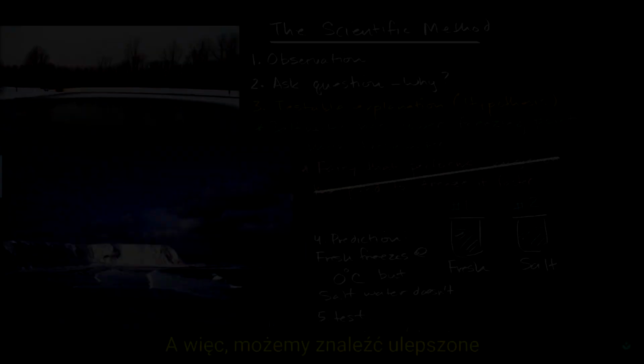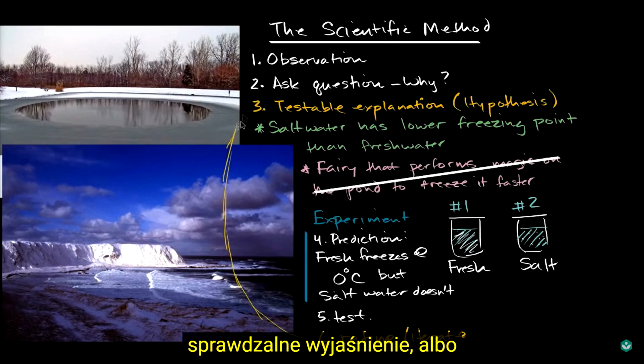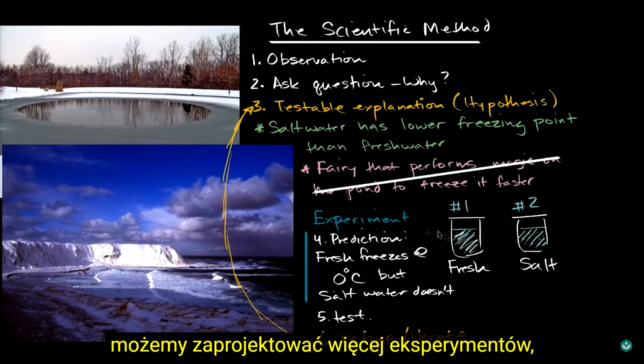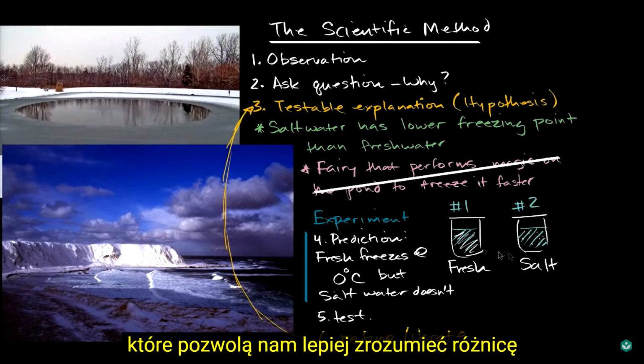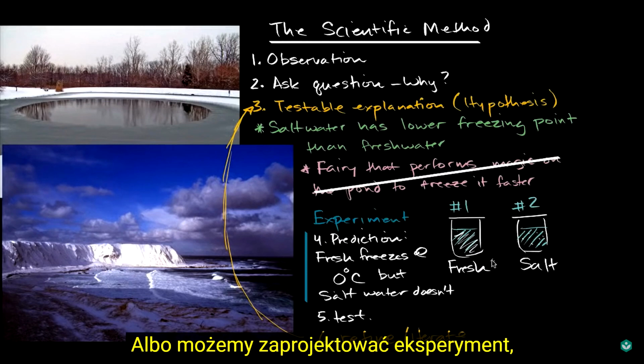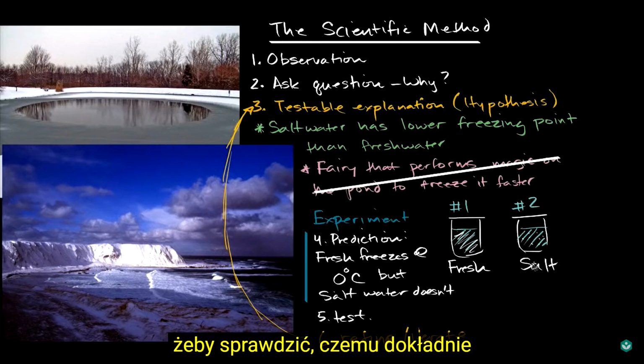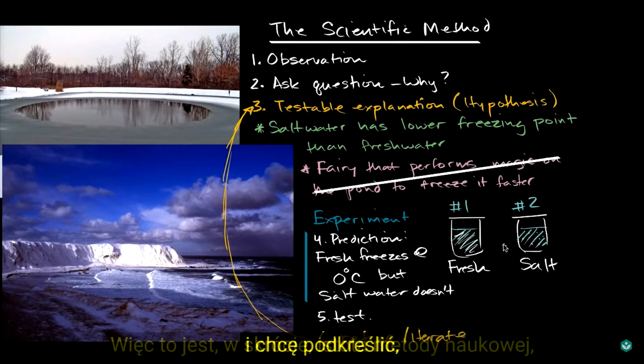So you might come up with a more refined testable explanation, or you might come up with more experiments that could get you a better understanding of the difference between fresh and salt water. Or you might try to come up with experiments for why exactly, what is it about the salt that makes this water harder to freeze. So that's essentially the essence of the scientific method.